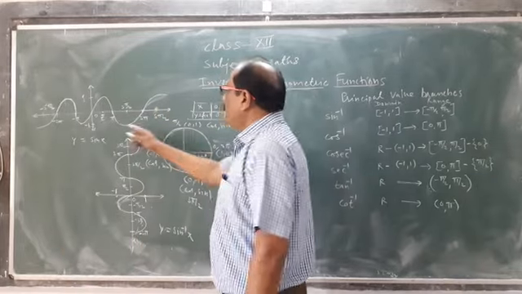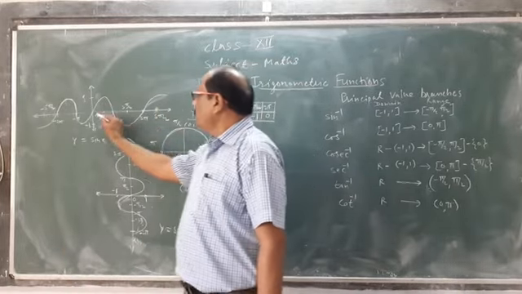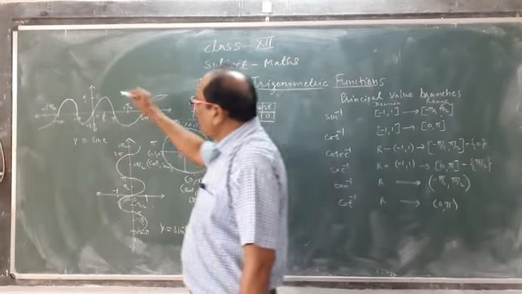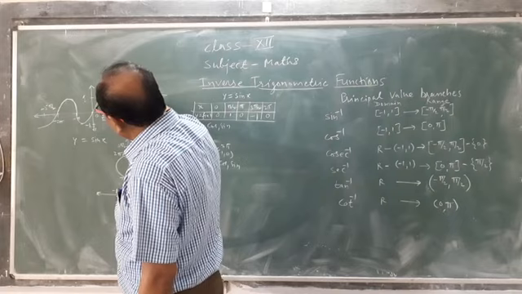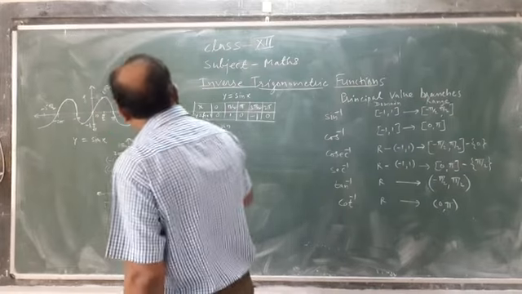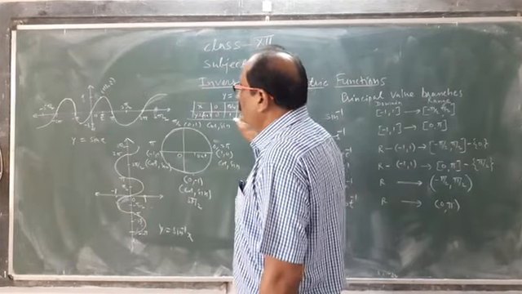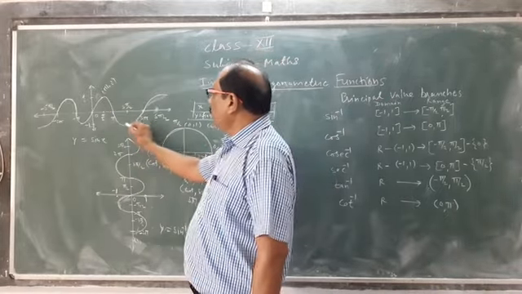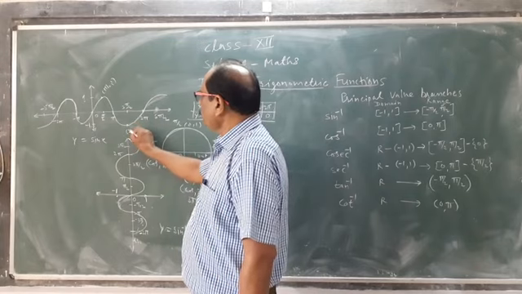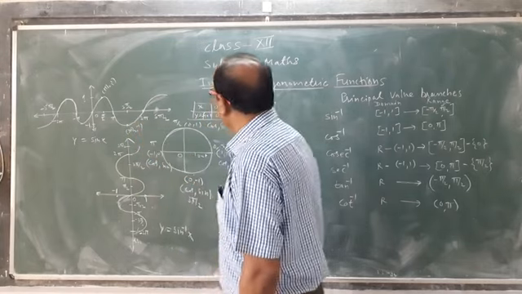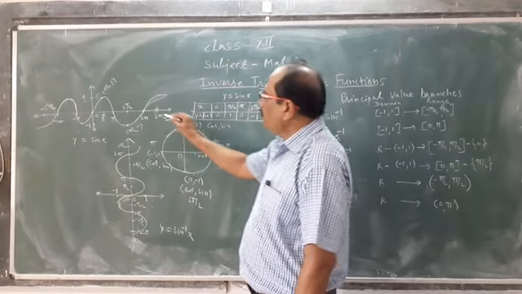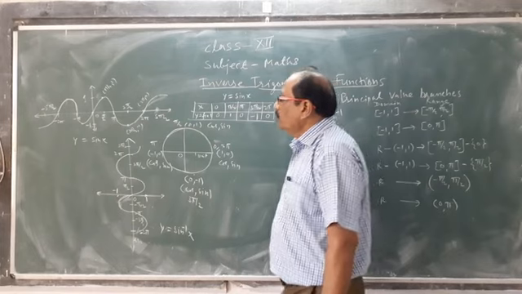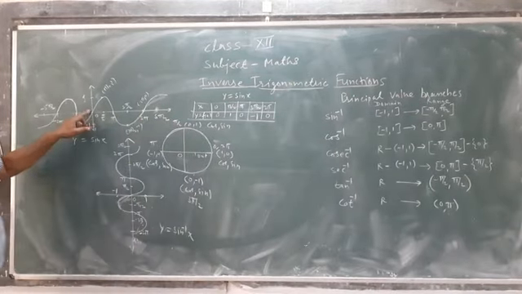Then for this one, take x is equal to 0, giving the point 0, 0. Then the second one is pi by 2, 1. Then pi, 0. Third one is 3 pi by 2, minus 1. Then 2 pi, 0.